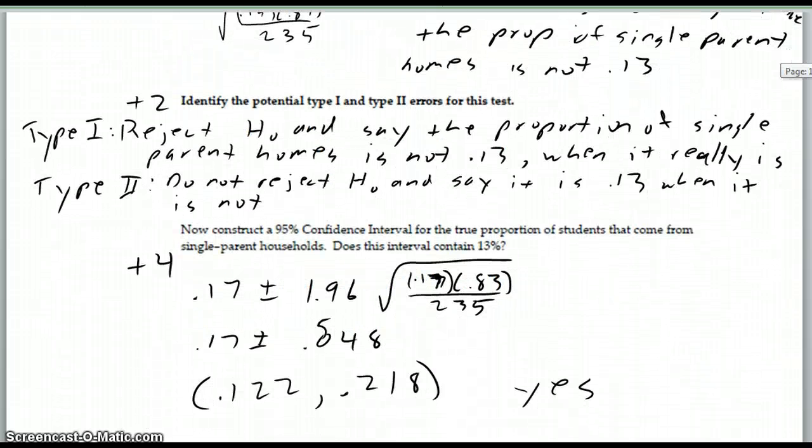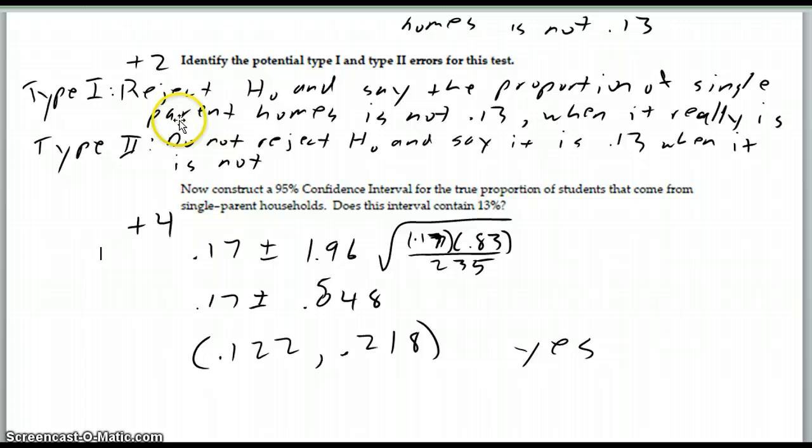So, type 1 and type 2 errors. Type 1, we would reject the null and say the proportion of single-parent homes is not 13%, but when it really is. And the type 2 would be not to reject the null and say, yeah, it's 13%, but it really isn't. And then here's the 95% confidence interval.